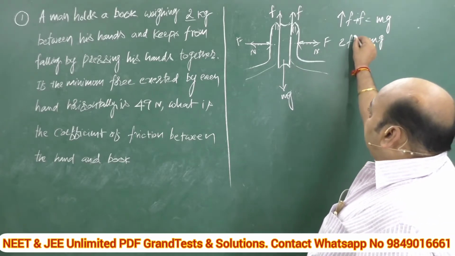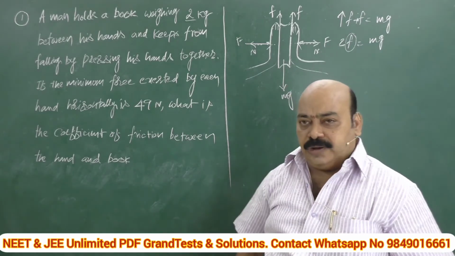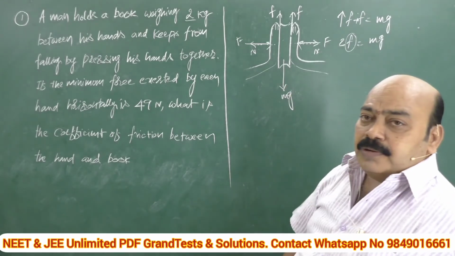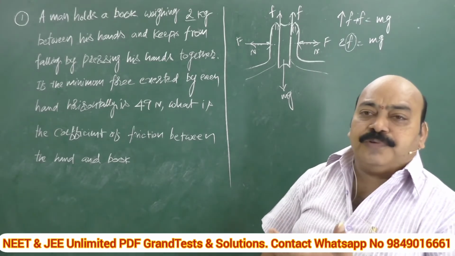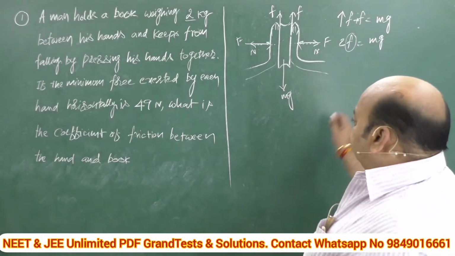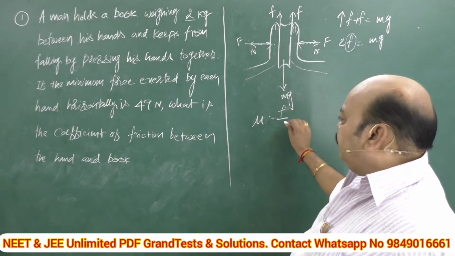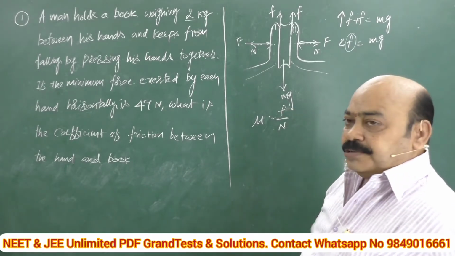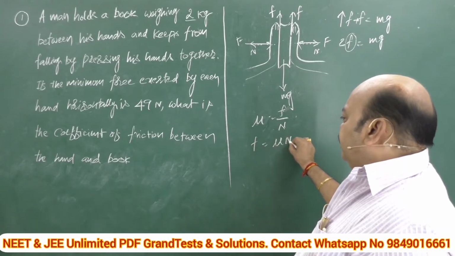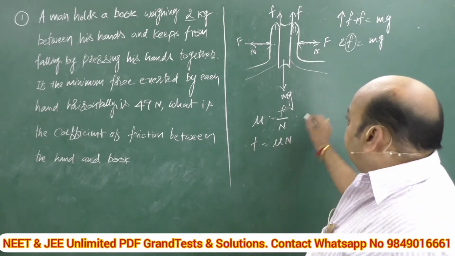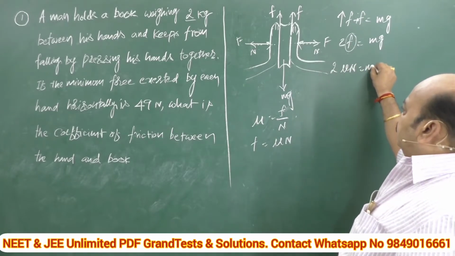This is okay. What about this frictional force? From the definition of coefficient of friction, it is very simple. Coefficient of friction mu is defined as the ratio of the frictional force to the normal reaction. From this, the frictional force F can be written as mu N. Simply substitute in this formula: 2 into mu N is equal to mg.